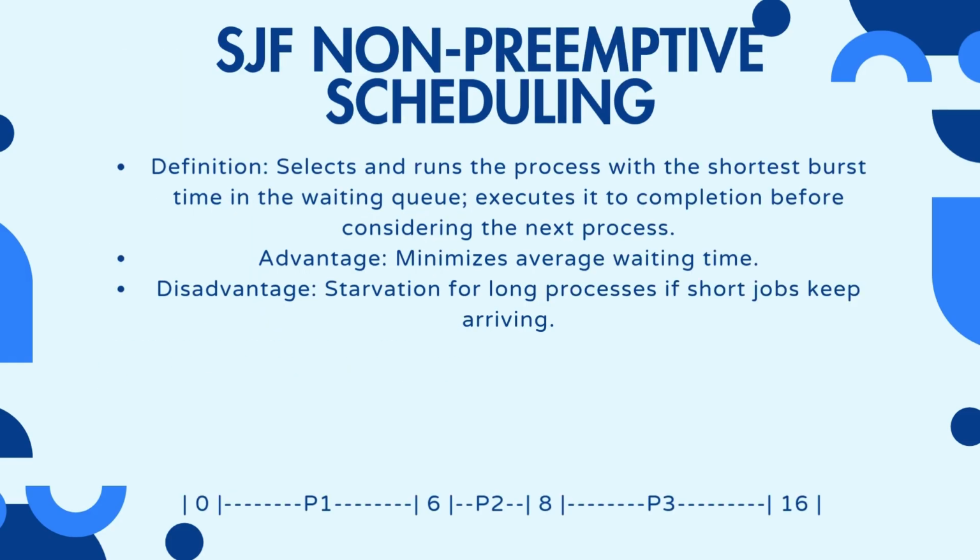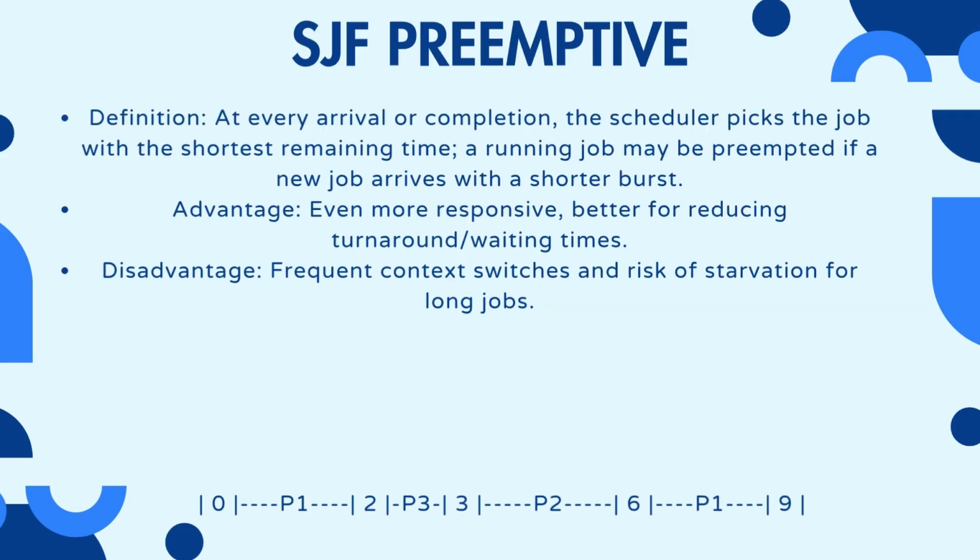Non-preemptive SJF chooses the process with the shortest burst time from the ready queue and runs it until it finishes. This reduces average waiting time, but longer jobs may suffer starvation if short jobs keep arriving. In preemptive SJF, or SRTF, the CPU always runs the process with the shortest remaining burst time. If a new shorter process arrives, it preempts the running one. This improves responsiveness but increases context switches.